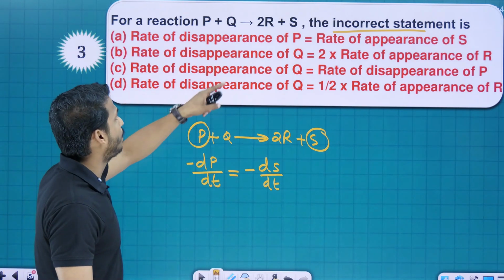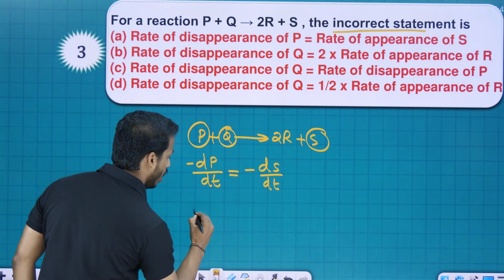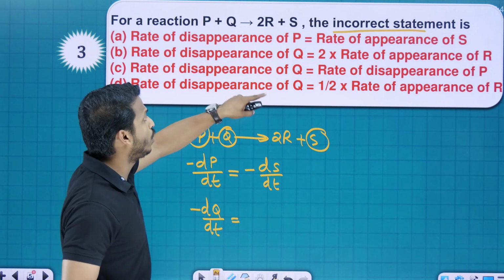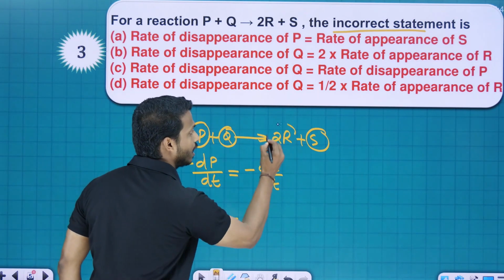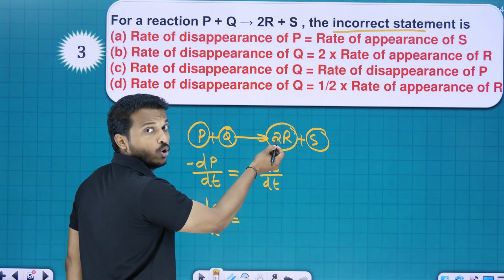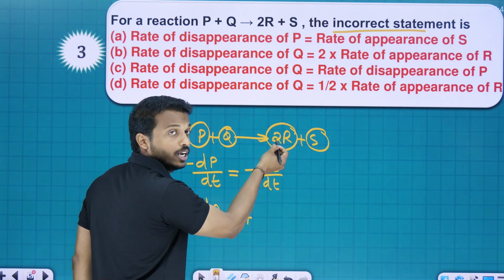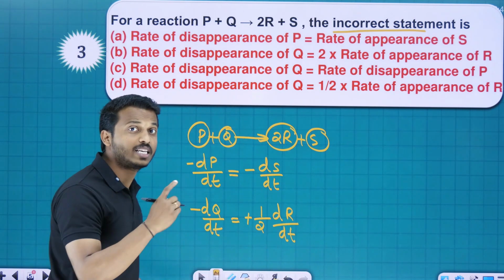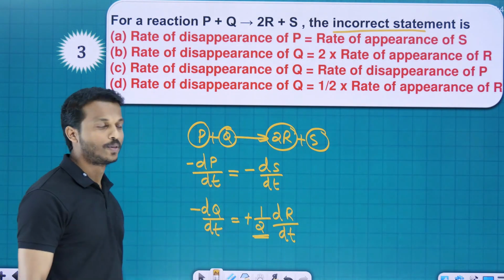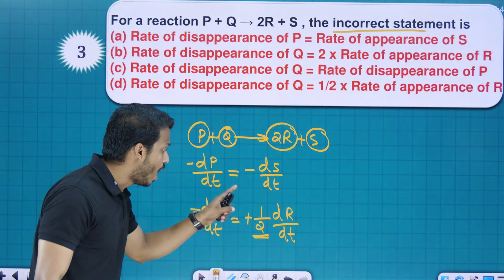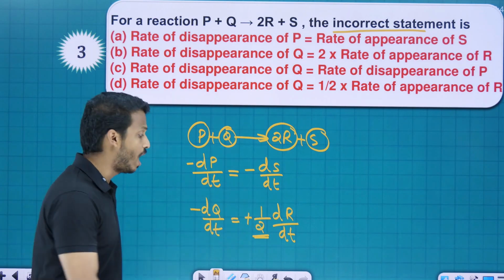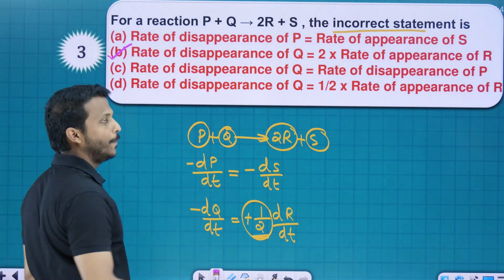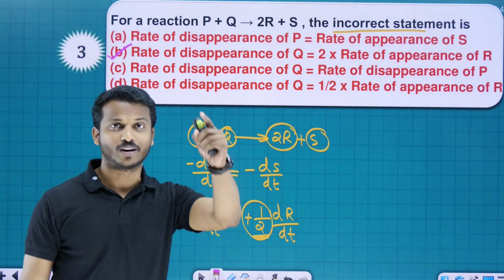Rate of disappearance of Q. What is it in terms of Q? Minus dQ divided by dt equal to 2 into rate of appearance of R. What is it in terms of rate of appearance of R? We know the coefficient; we write it as the reciprocal, right? And dR divided by dt. Is it double? No, half of. Rate of disappearance of Q is half of the rate of appearance of R, not double. So that is a wrong statement. Let's go with option B, the correct answer. Ready all of you? Ready?